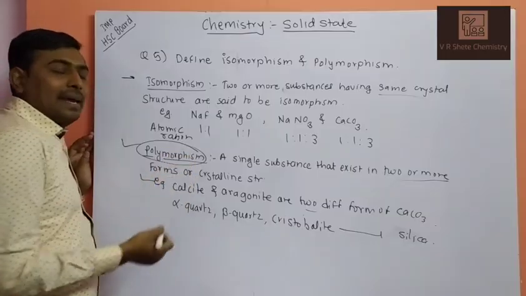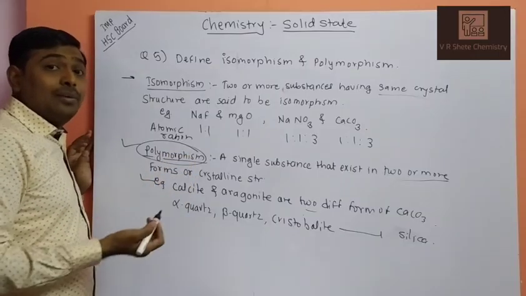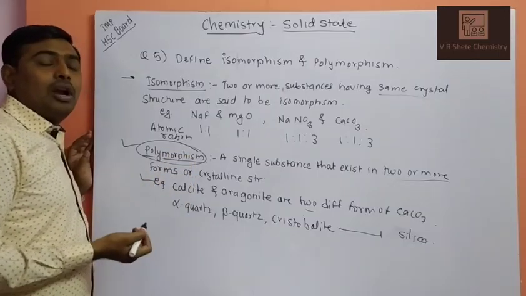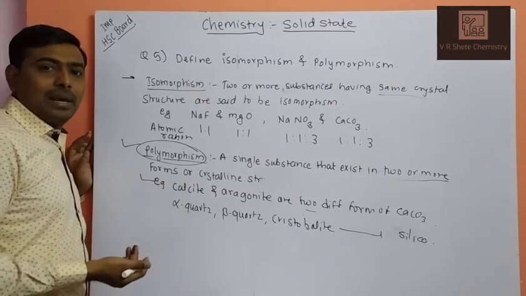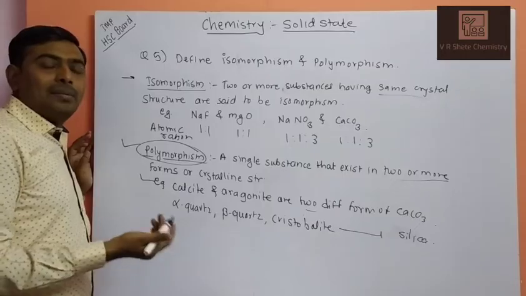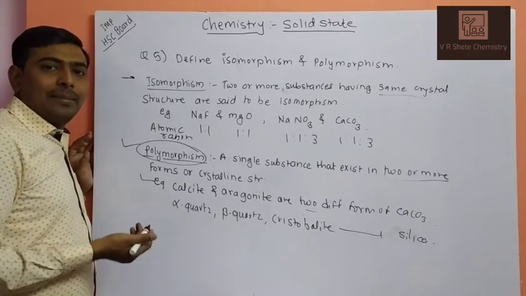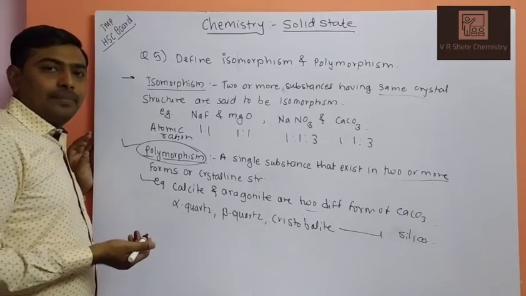If polymorphism exists in an element, it is called allotropy, meaning two or more physical forms of an element are called allotropes. Carbon has 3 allotropes, that is diamond, graphite and fullerene.